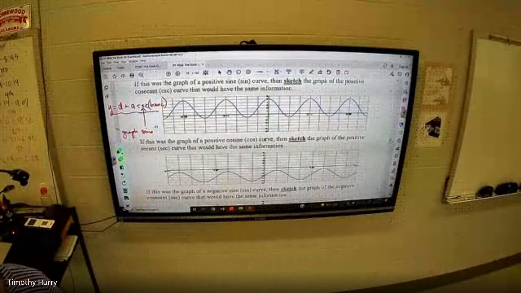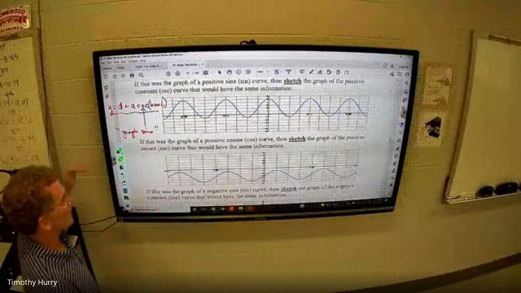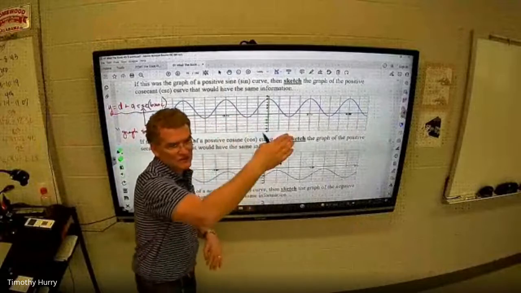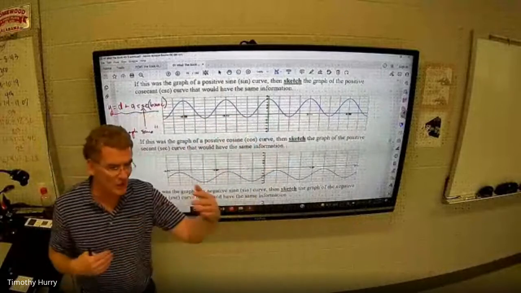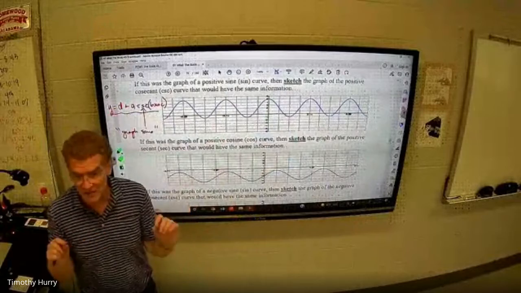So just do it. You got to set it up. You got to mark the d value. You got to mark the a values. You got to mark your phase shift. You got to put off your period. You put the 5 dots in there that you need.